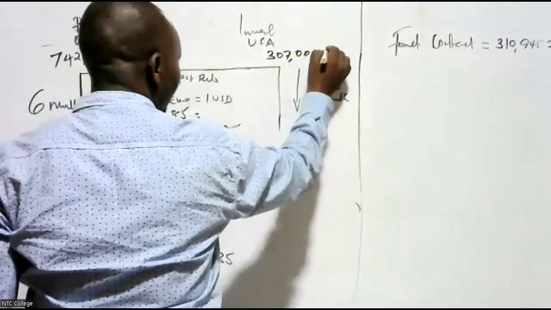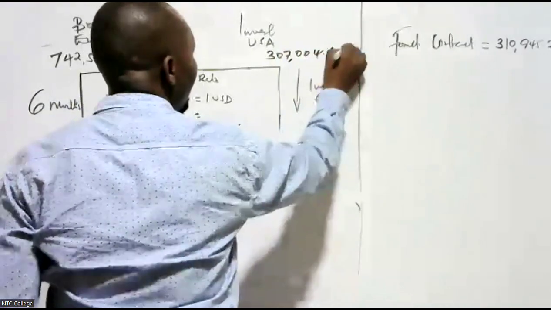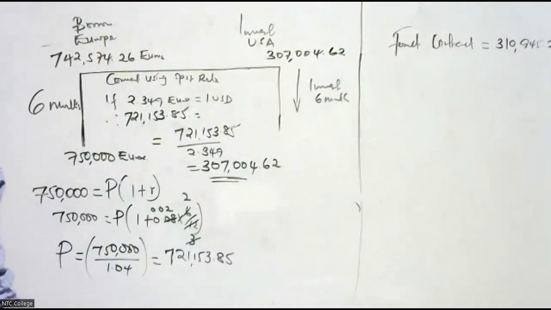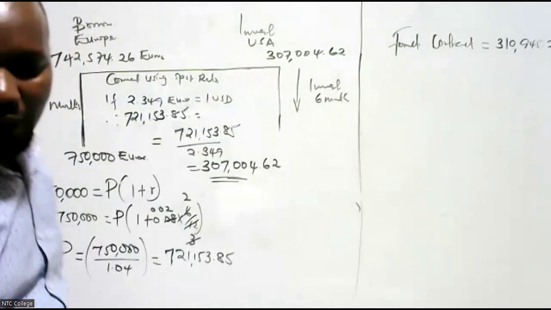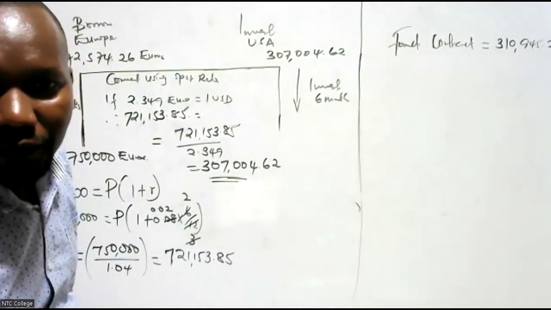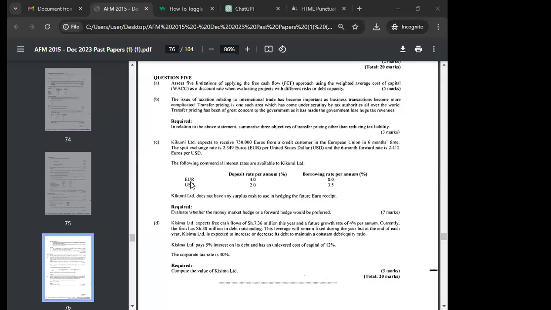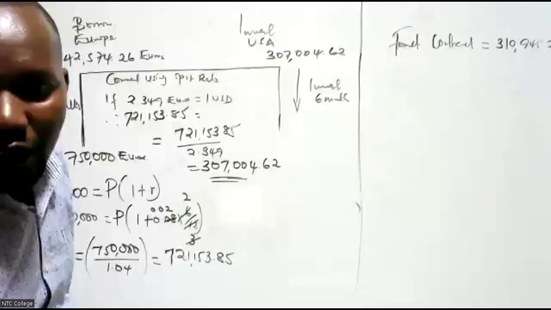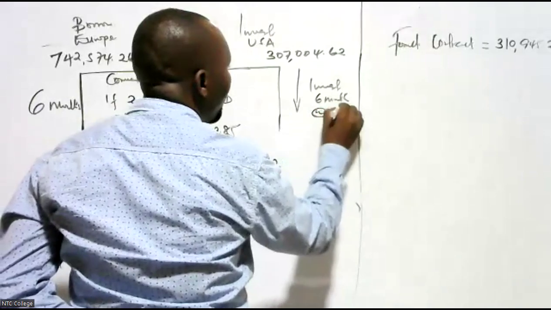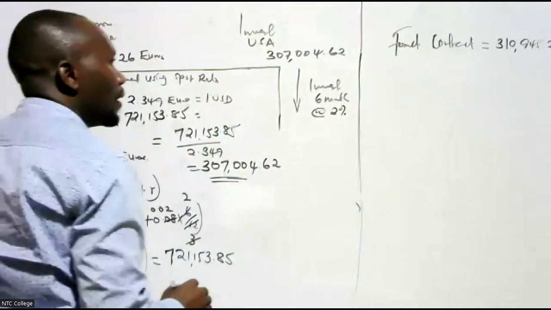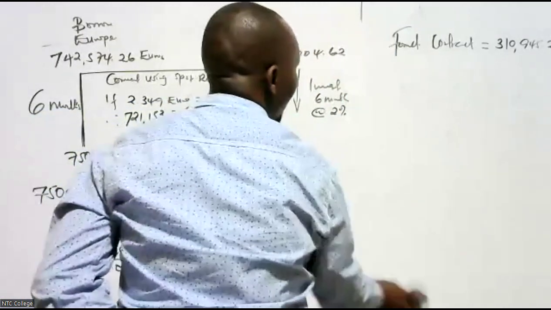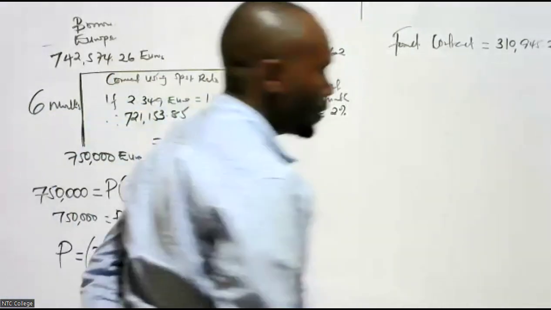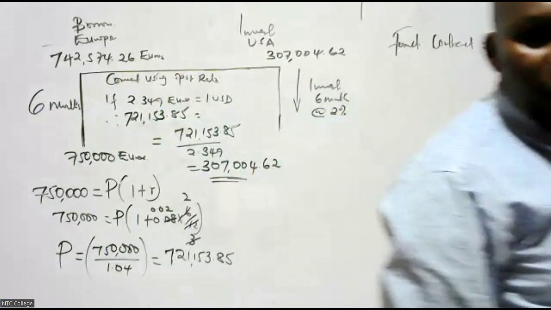I say that those who are copying should continue copying, because we shall meet in the exam. Now invest this, using the investment rate, which is given now. Invest for 6 months in the US, at 2%. So invest for 6 months at 2%. Kindly calculate, then tell me.